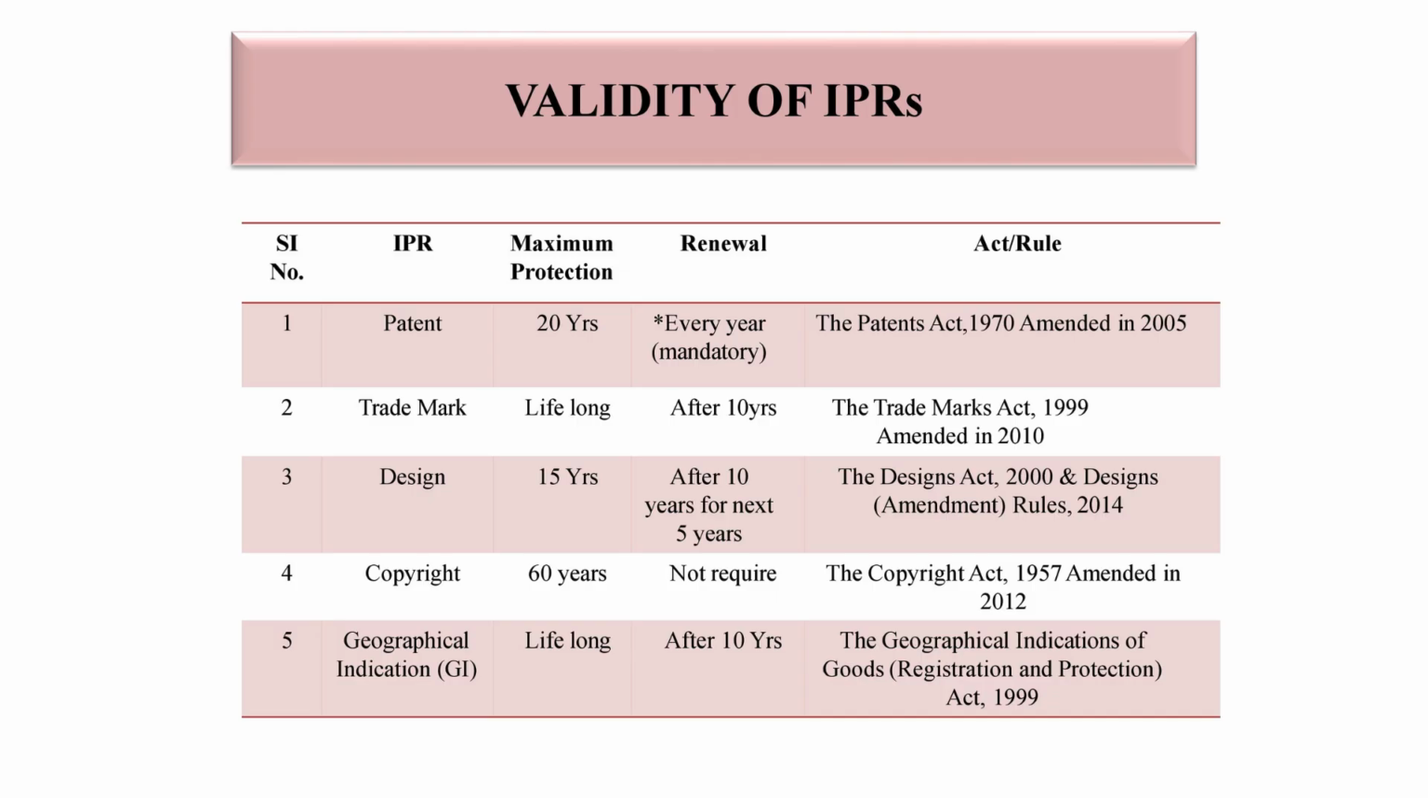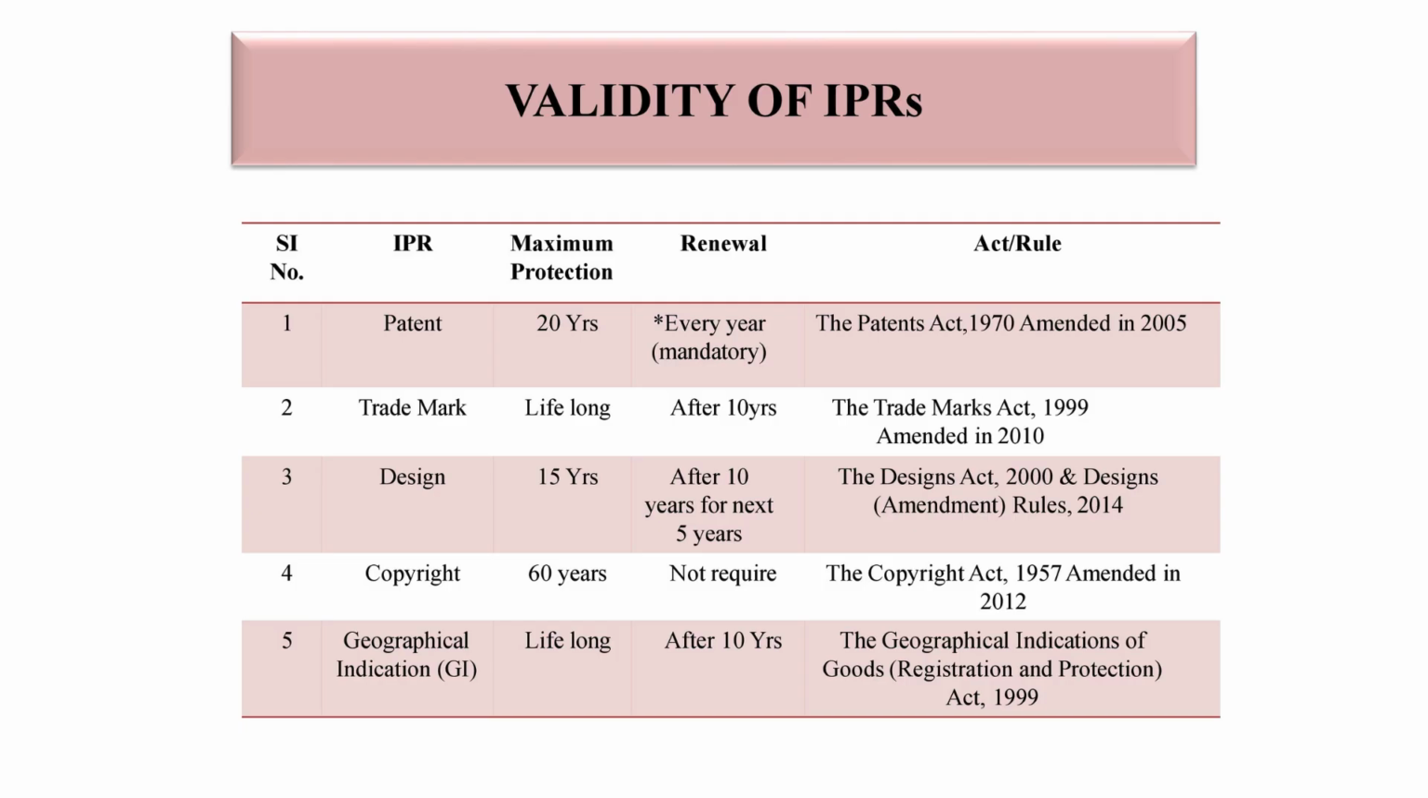Another row is design, maximum protection of 15 years, renewal after 10 years for the next 5 years under the Designs Act 2000 and Designs Amendment Rules 2014. Following that, copyright, 60 years, no renewal required under the Copyrights Act 1957 amended in 2012. And finally, geographical indication, GI, lifelong, renewal after 10 years under the Geographical Goods Registration and Protection Act 1999.